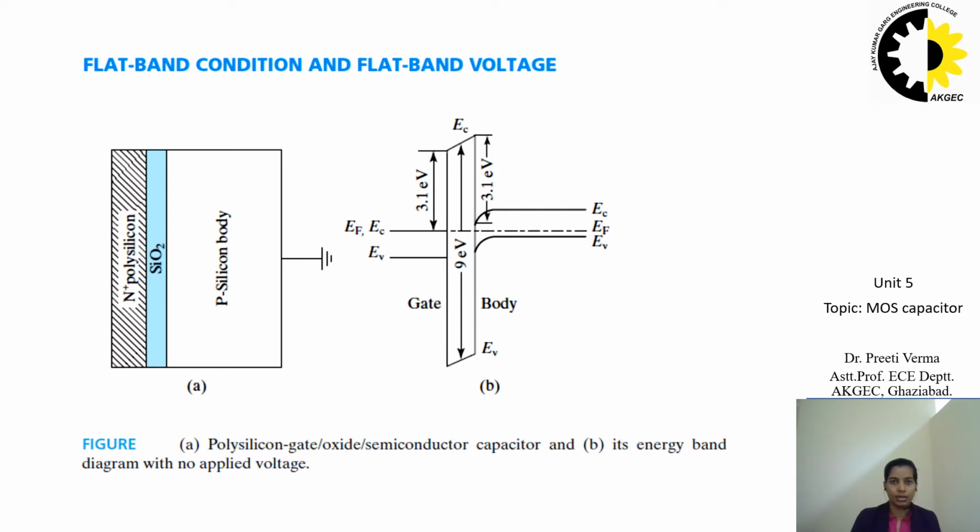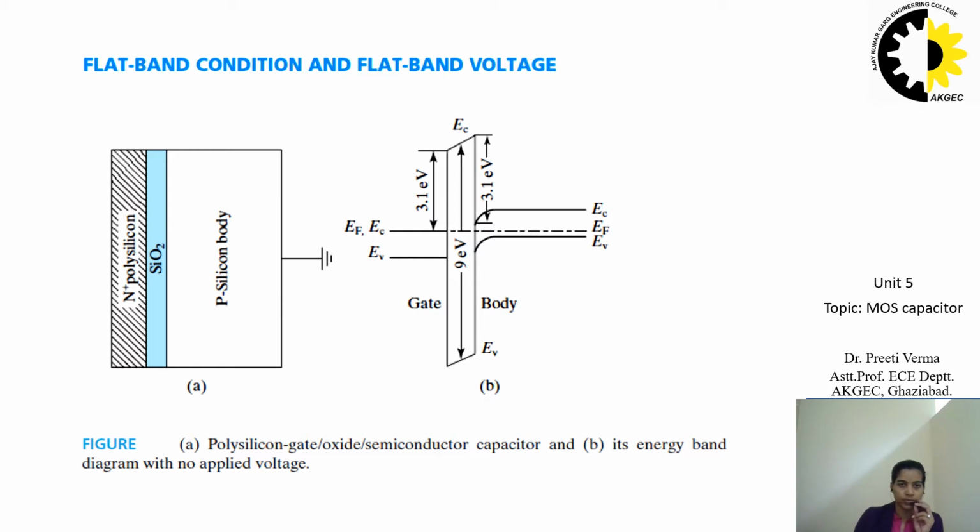The band diagram is shown in figure B, where in the middle we have the SiO2 layer, and the gap between EC and EV is 9 electron volts. On the right hand side there is the band diagram for the body region, and on the left hand side we have the band diagram of the gate region. It is a good strategy to first study the energy band diagram for a special bias condition called the flat band condition. For the figure shown here, we have Vg equal to 0.